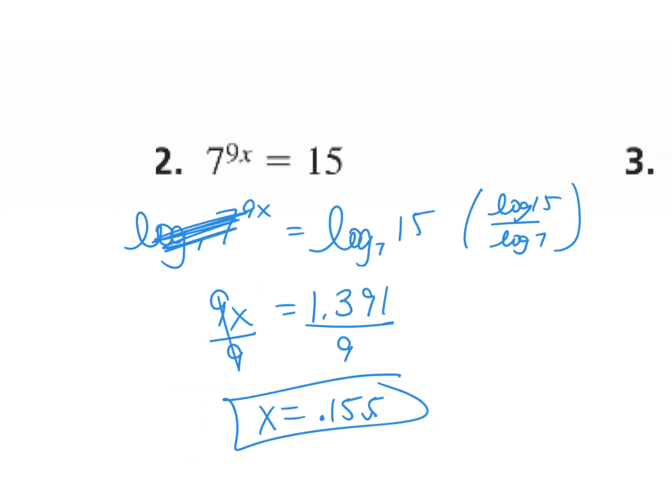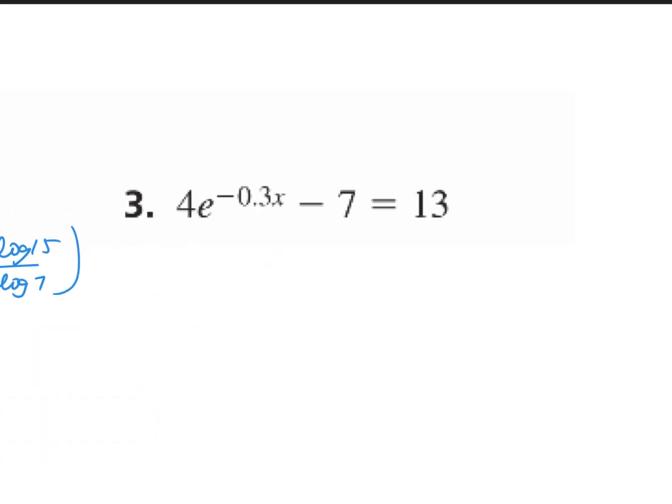Now what can you do with that? Take that number and hit 7 and then raise it to the 9 times 0.155. You should get something real close to 15. You're never going to get the exact answer because we're rounding. But you should get something close, all right? So now let's go. Okay, this problem gets a little more complicated.